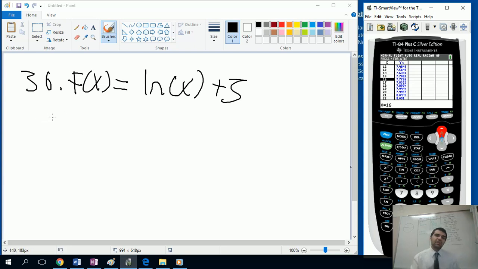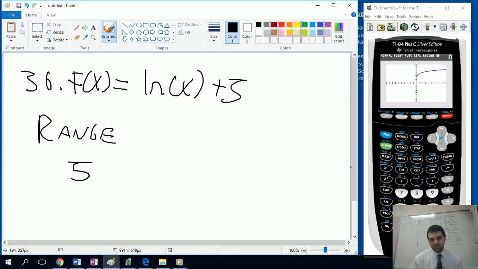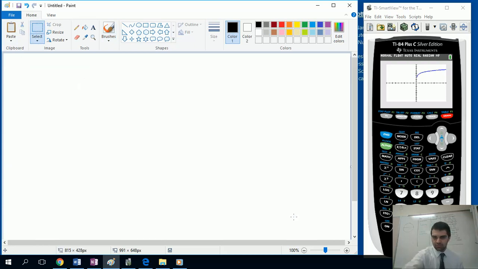Anyways, the highest y value is 5. You can see it from the graph. So our range is going to be 5 inclusive to infinity. And that was 2c, I'm sorry, not 3b. So that last one was 2c.